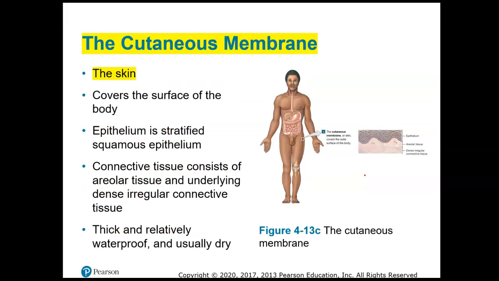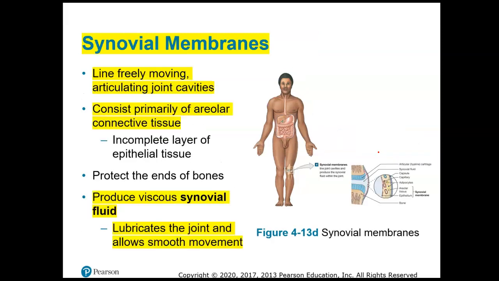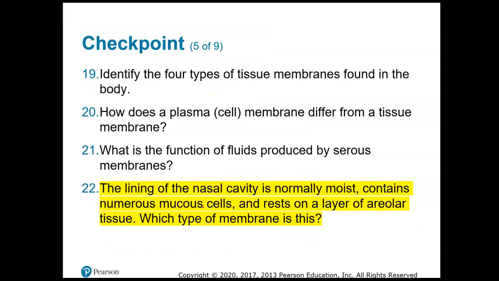The cutaneous membrane is the skin, and of course the epithelial tissue forms the epidermis of the skin, and that is stratified squamous. And then underneath that you have areolar connective tissue and dense irregular connective tissue that form the dermis of the skin. Synovial membranes line freely moving joints. That would be, for example, the knee joint, the elbow joint, the shoulder, the hip, your finger joints. They consist primarily of areolar connective tissue. They produce a fluid called synovial fluid, which lubricates the joint.